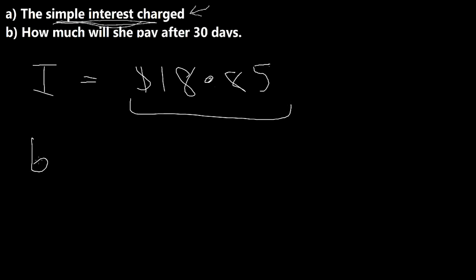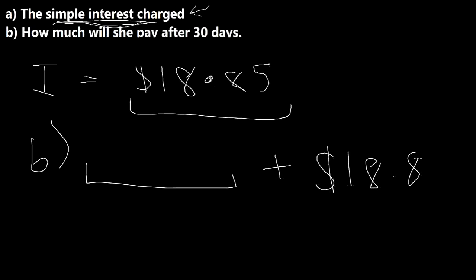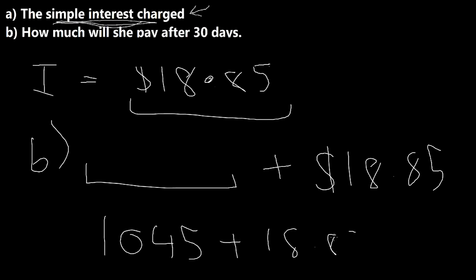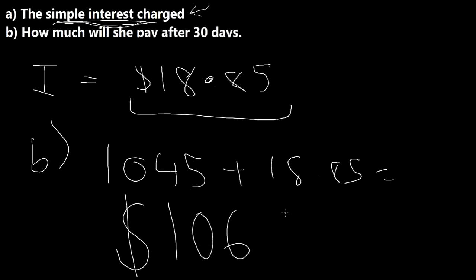Then for question B, which is how much will she have to pay after 30 days, that's simply going to be whatever her original cost was plus just the $18.85 of interest. So we know that number from before. That's going to be the same thing as our principal, which was simply $1,045. So adding those two together, you're going to get a total of $1,063.85.